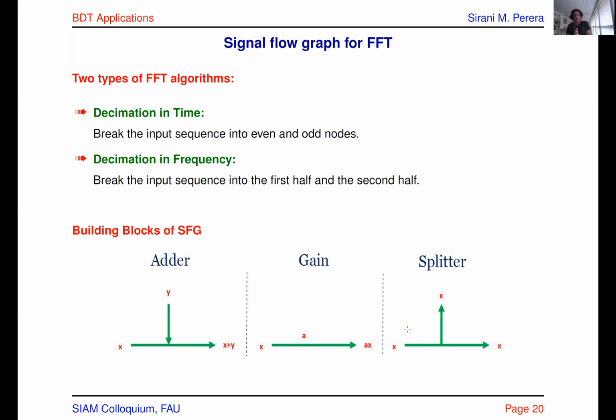When you construct this signal flow graph, there are main building blocks. The main building blocks are adders, which reflect the addition. So a signal coming in one direction and a signal coming in the other direction both get together and go out as one signal. Or the gain: a signal coming in one direction, and then there is a multiplier, and with that the signal passes through. Or the splitter: a signal coming in one direction and it goes in different directions. Those are splitters. These are the main building blocks in the signal flow graph.